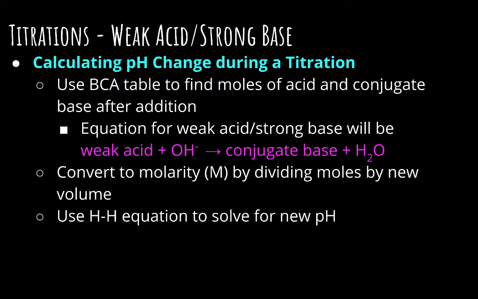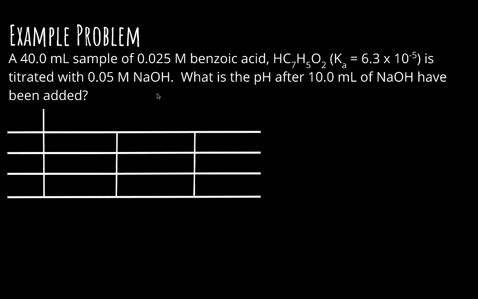So for a weak acid, strong base equation, you're going to have the weak acid plus the OH minus, which will give you the conjugate base and water. You run it through your BCA table, and then once you have your moles at the end, you convert them back to molarity, then you're going to use the Henderson-Hasselbalch equation to solve for the new pH. So here's an example for that one.